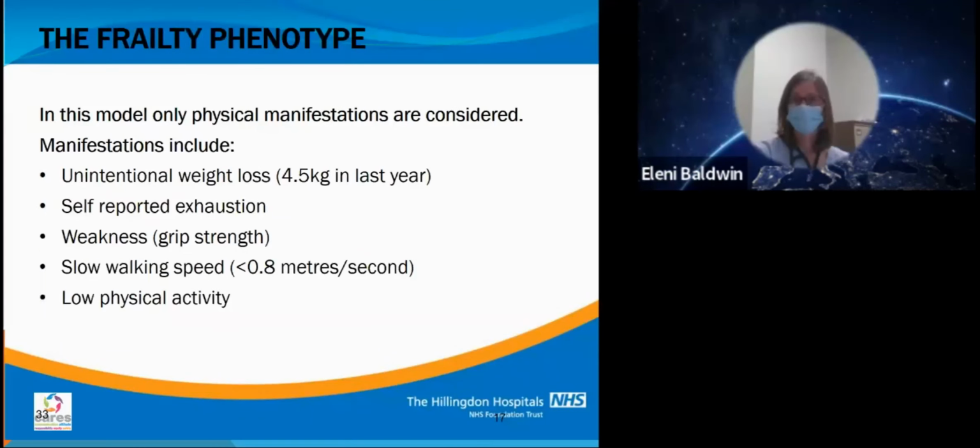So this is Freed's frailty phenotype. You have to have 3 of the 5 for you to be considered frail. So it's weight loss with a set number of kilograms that you have to lose, exhaustion, weak grip strength, slow walking speed, and low physical activity.